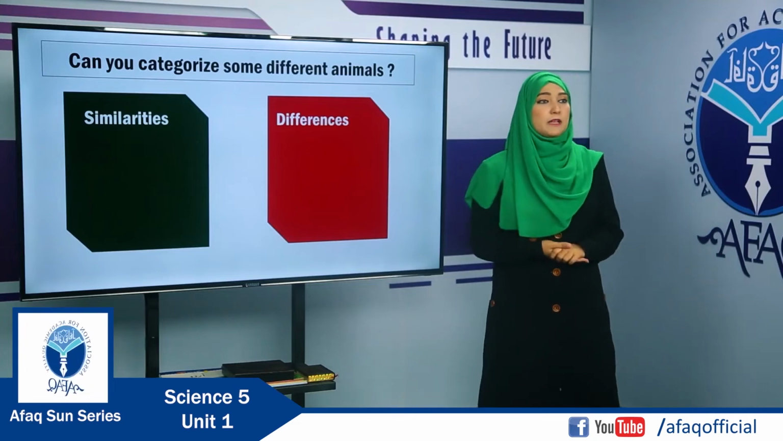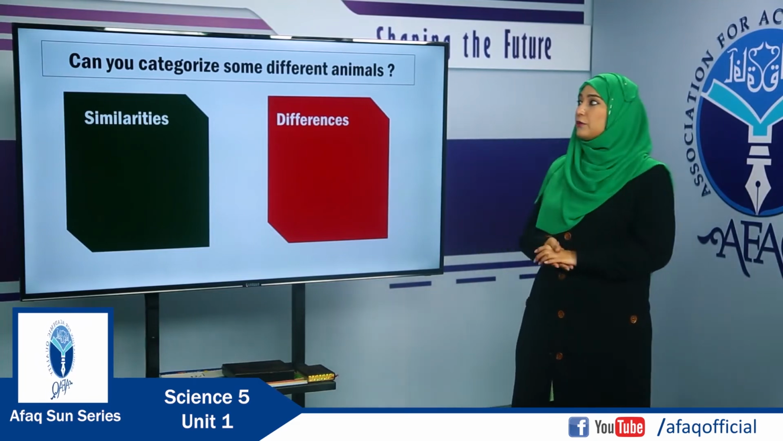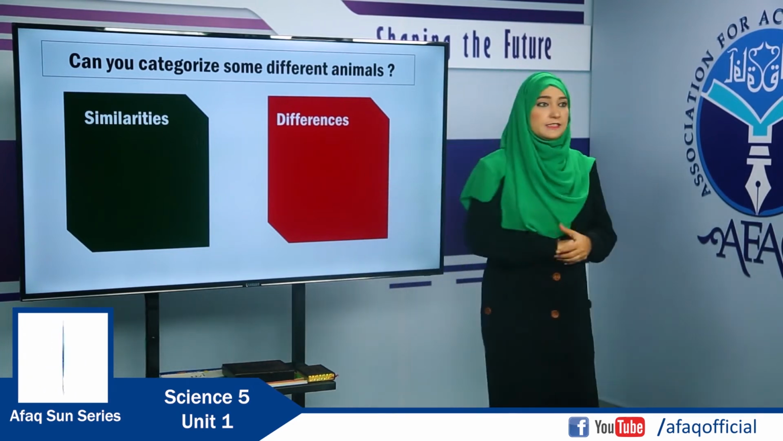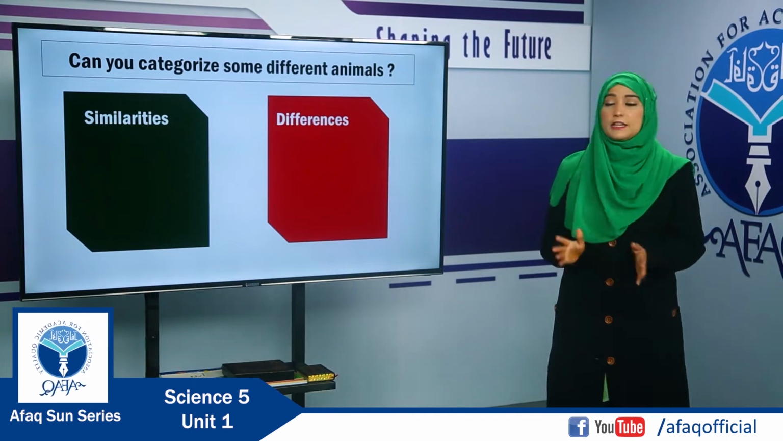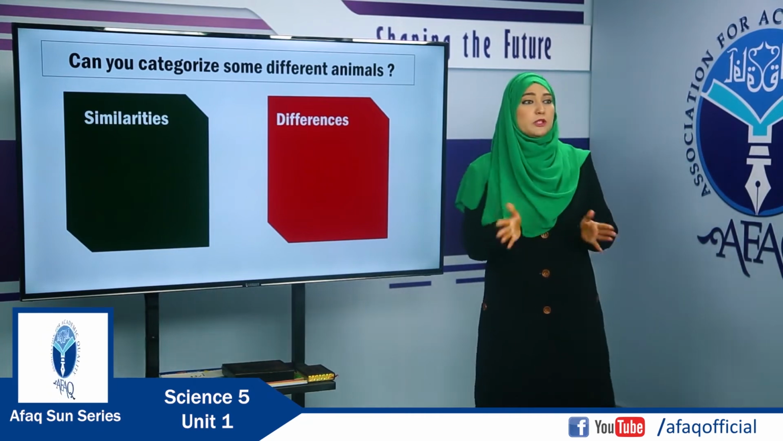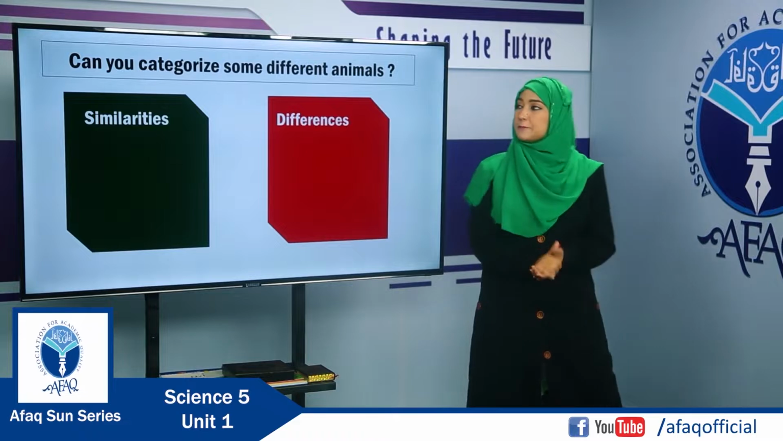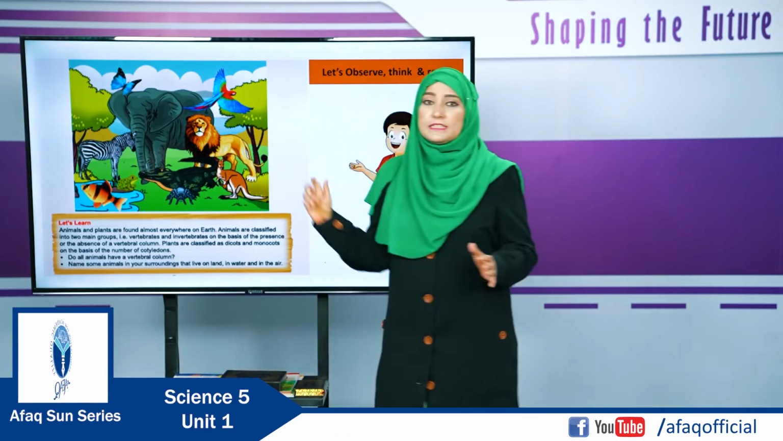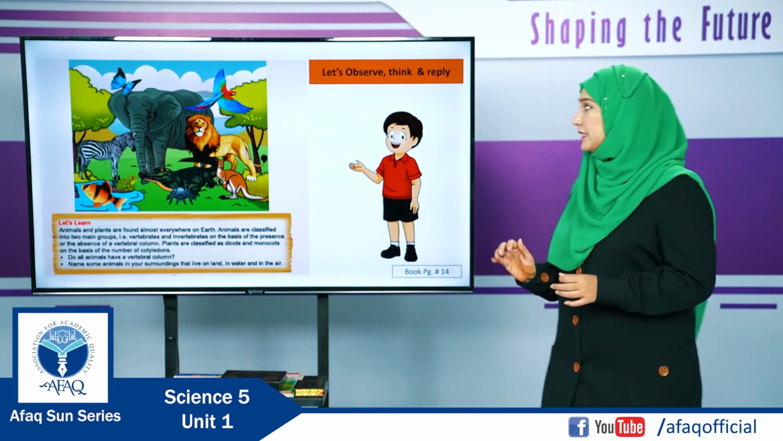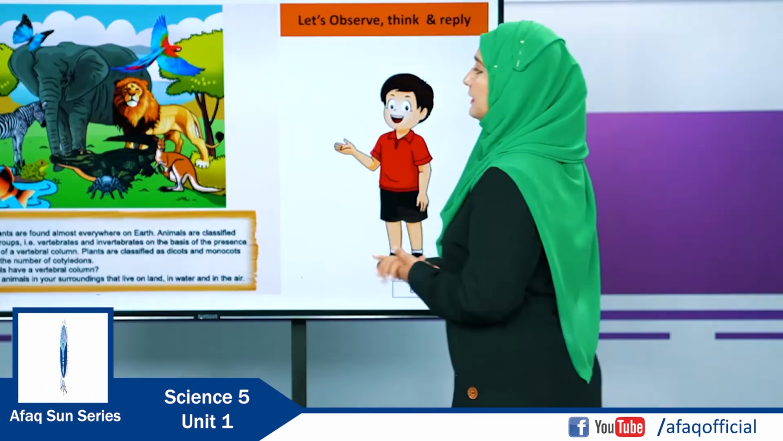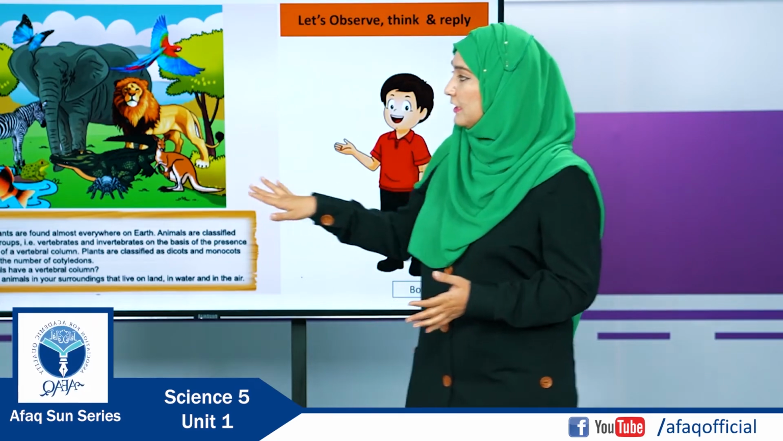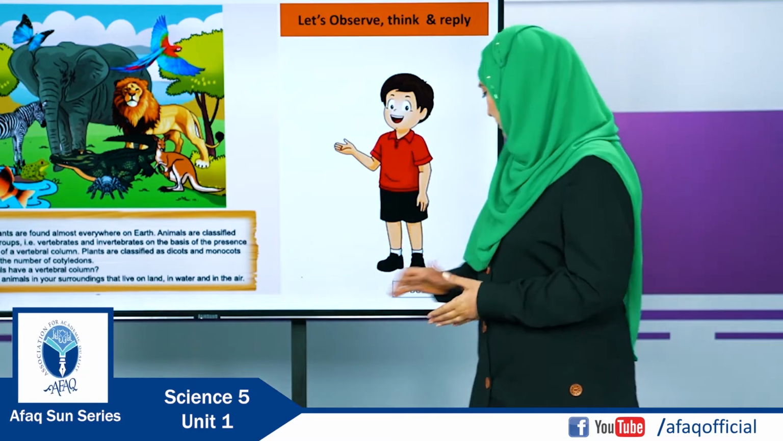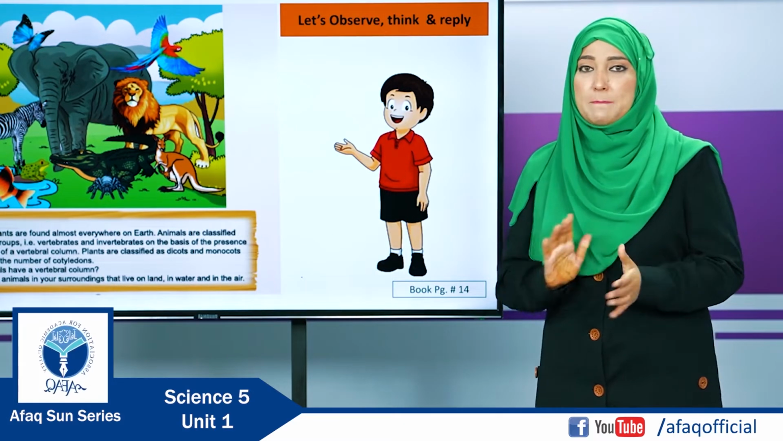Students, I think you have replied to those questions. Now you have to categorize different animals on the basis of similarities and differences. You have to write similarities and differences in your notebook and show it to your parents or teachers and come back. Now let's observe. Look at this picture. What can you see in this picture? You can see different animals here. Just look at these animals, think of their names and answer the questions given at the end of page 14 and then come back.